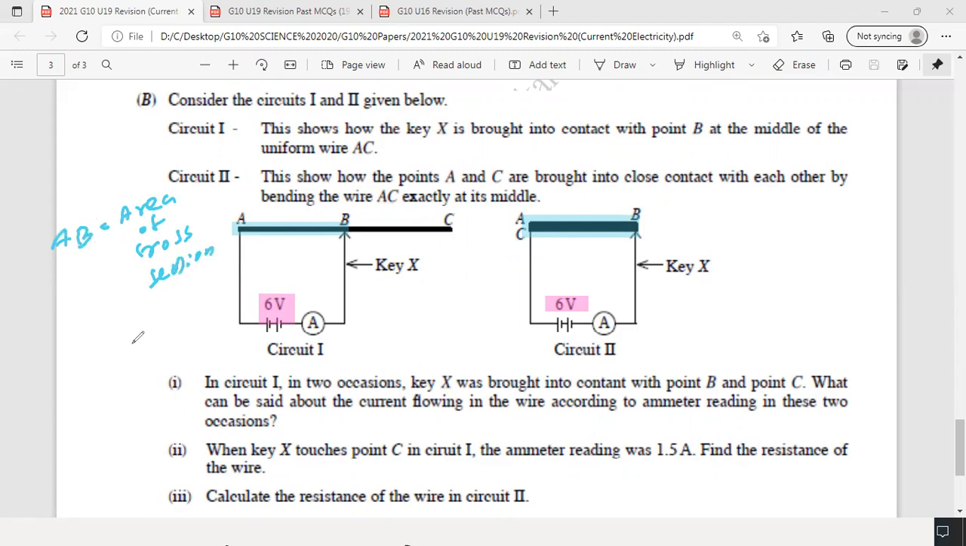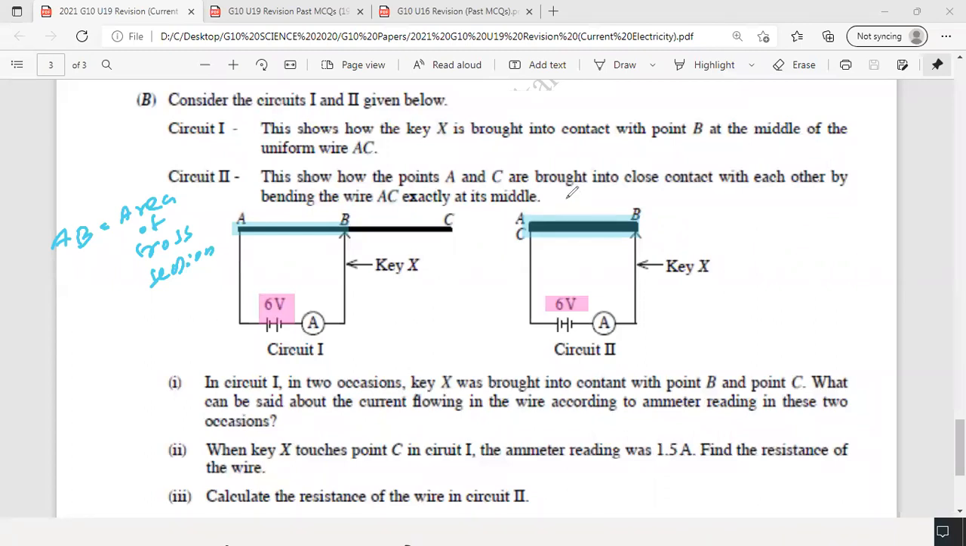I'll ask a simple question before we move to the questions. When you take AB here, pointer at B, in which circuit does the ammeter give the higher reading? Second circuit or first circuit? Any volunteers? From which circuit will we get the higher ammeter reading? Yes, Nisula? Sujivani? Second circuit. Very good. The answer is the second circuit.